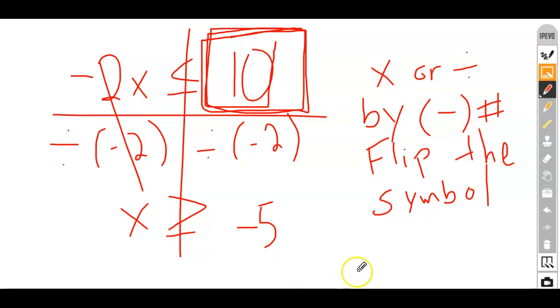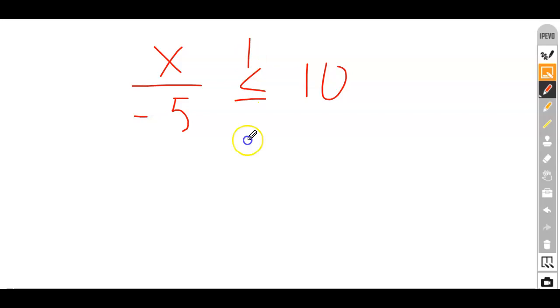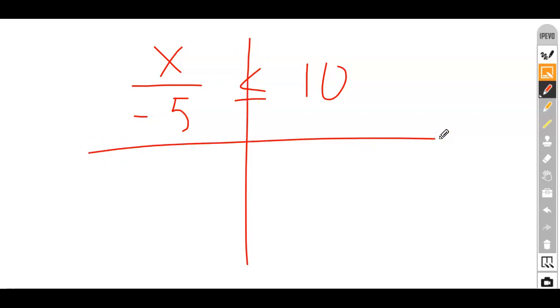Yes. All right, so let's look at another one. Let's say you've got x over -5 is less than or equal to 10. So go ahead and work it out.